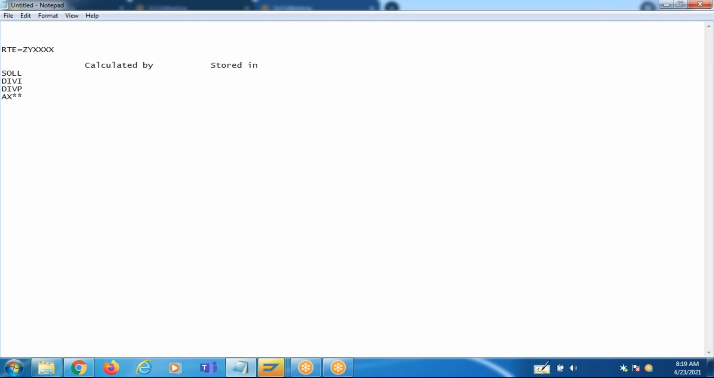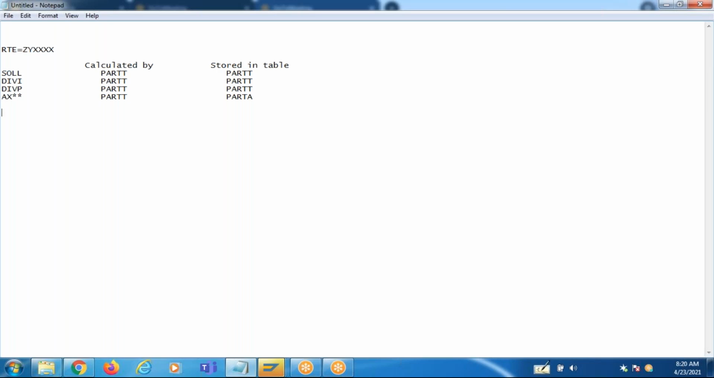These four are calculated by the function PRT, PRTT, stored in a table, the runtime table, same PRTT, guys. The table name and the function name both are the same. And DIVP is stored in the PRTA table.